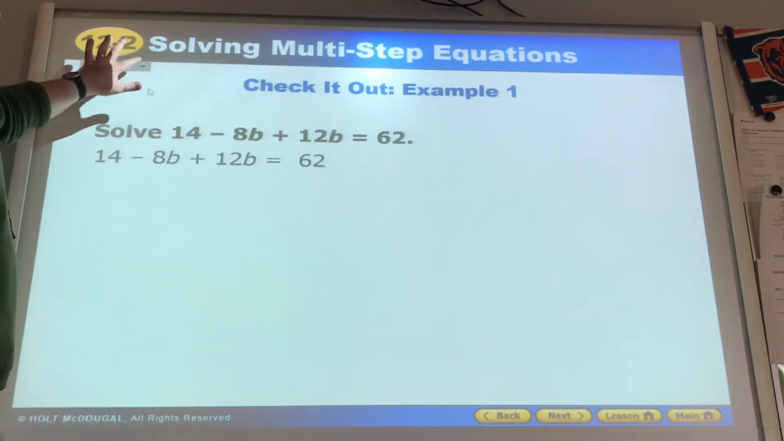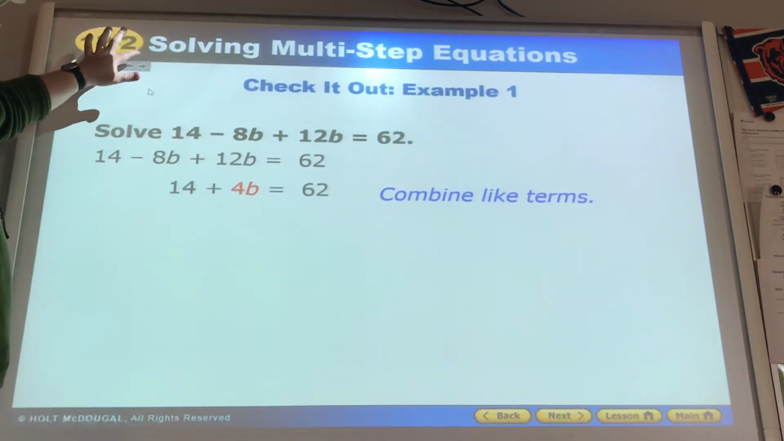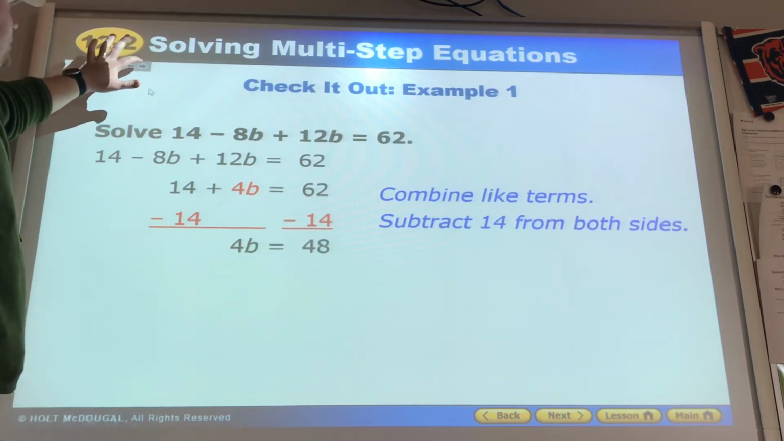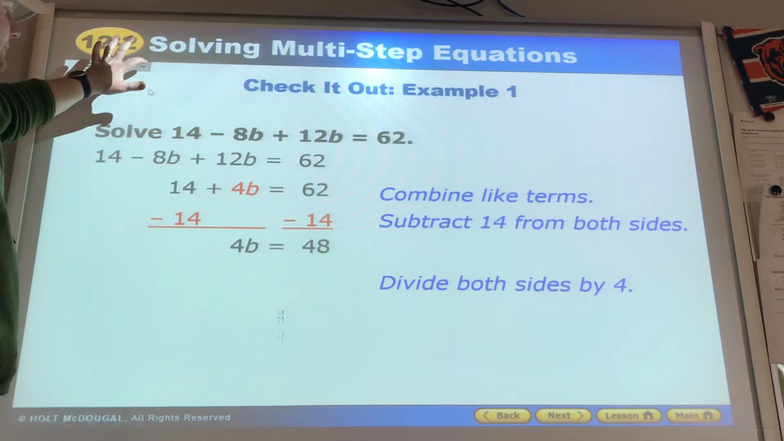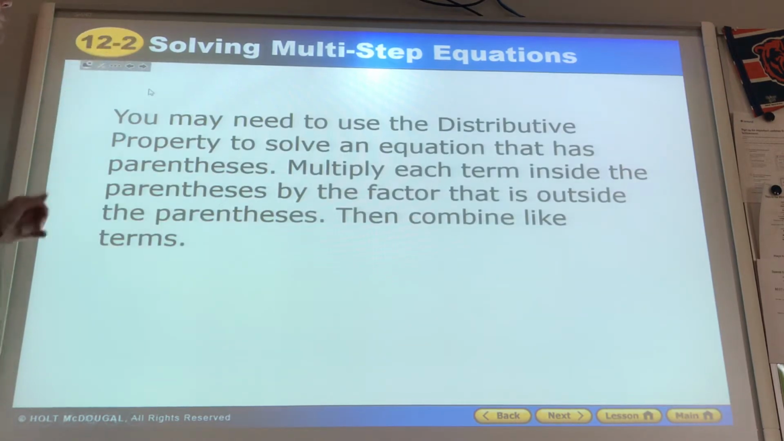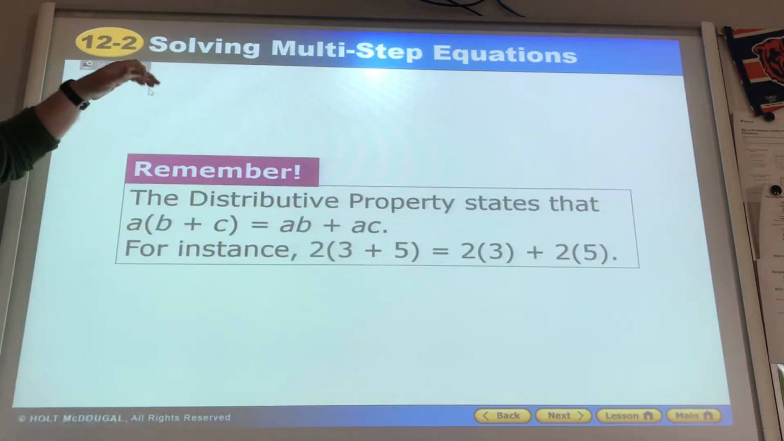All right. So, they combine like terms. Did it. Then they focus on the 14 and get rid of that addition or subtraction. It was minus 14 because it's positive. 4b equals 48, so we're going to divide by 4. And we get our answer of 12. You may need to use the distributive property to solve an equation that has parentheses. Multiply each term inside the parentheses by the factor that is outside the parentheses. Then combine like terms. So adding one more thing to it.